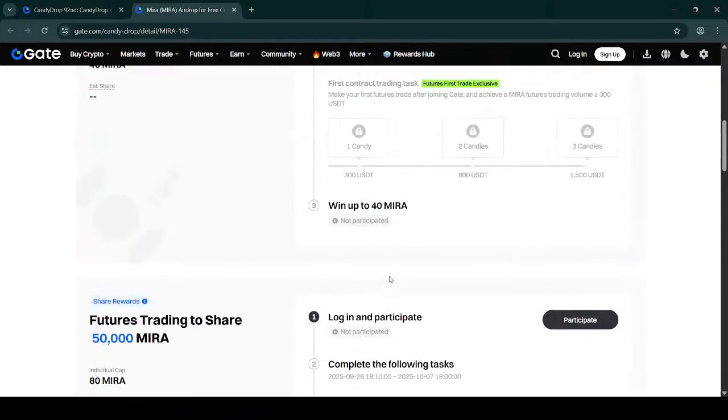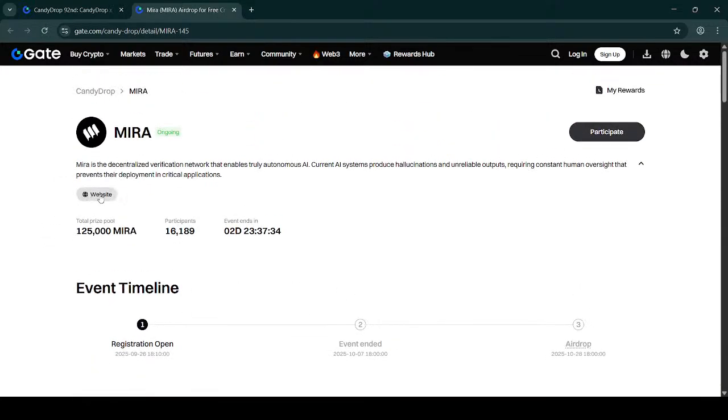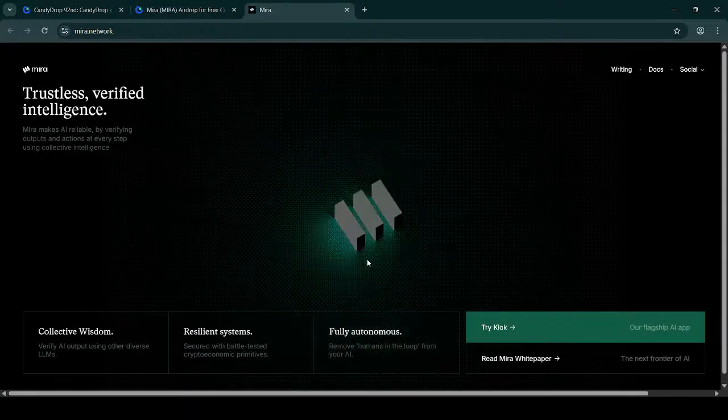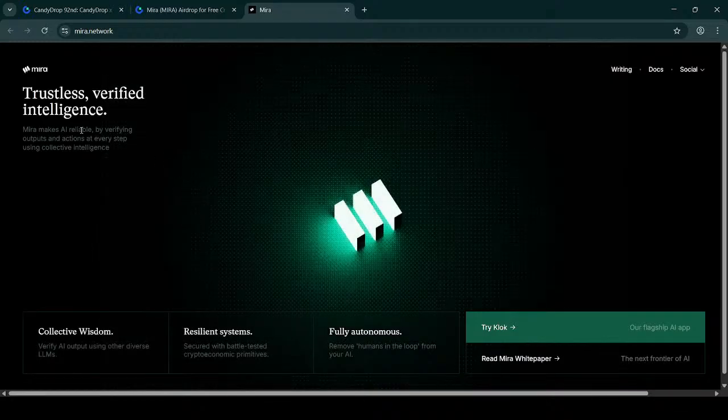So let's talk about it, and go to the website, guys. So this is the Mira website, guys: trustless, verified intelligence. Mira makes AI reliable by verifying the output at every step using collective intelligence, guys.